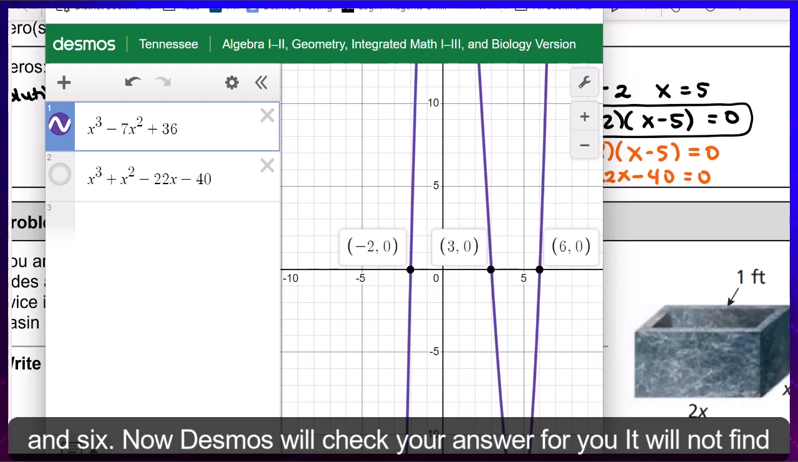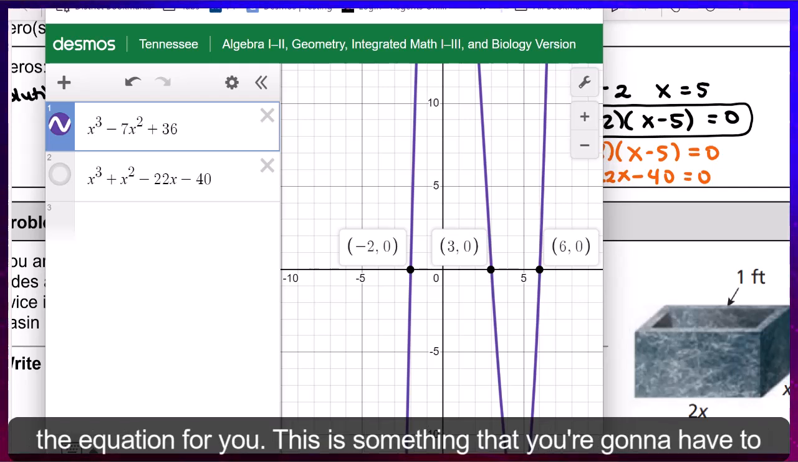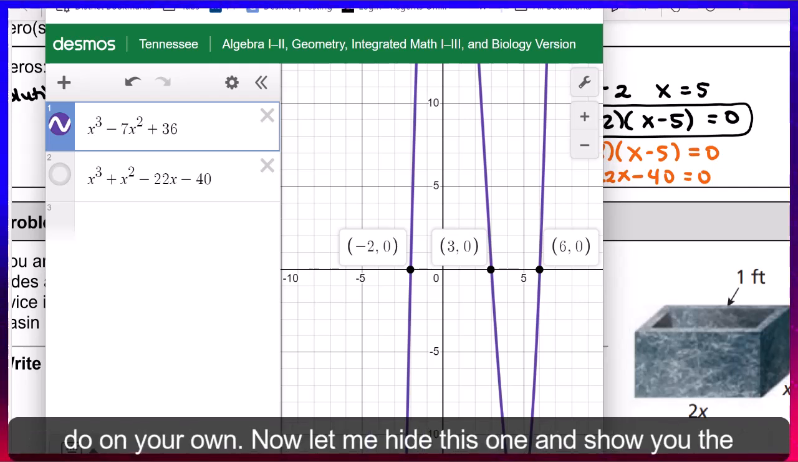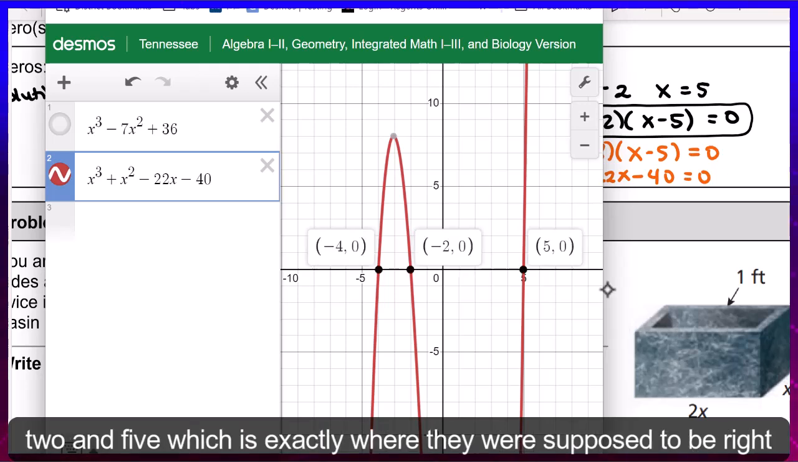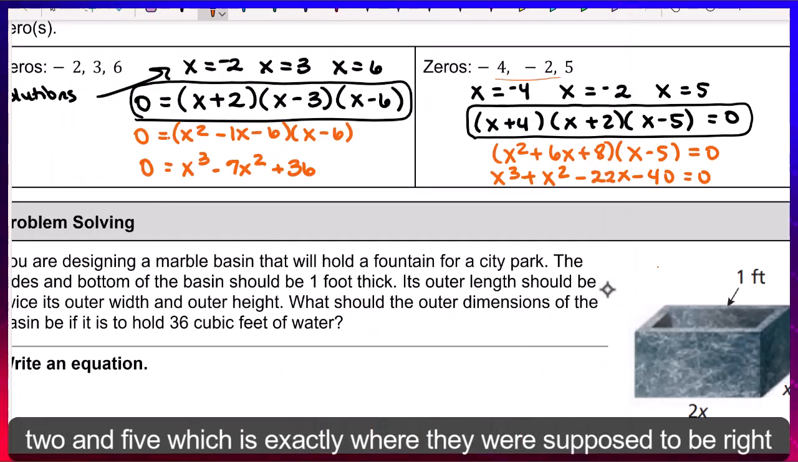Now, Desmos will check your answer for you. It will not find the equation for you. This is something that you're going to have to do on your own. Now, let me hide this one and show you the second one. See how the solutions are at -4, -2, and 5, which is exactly where they were supposed to be right here.